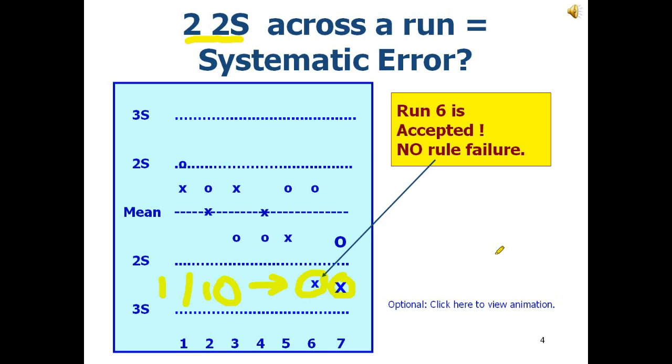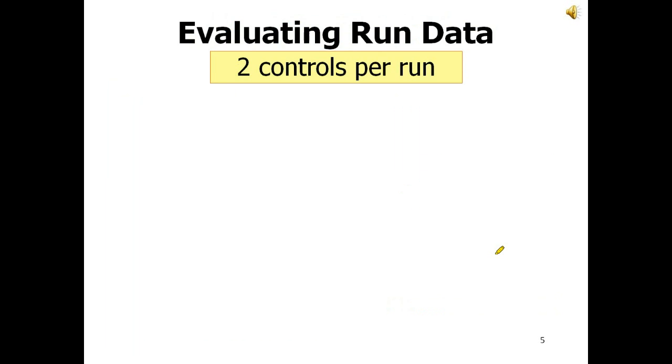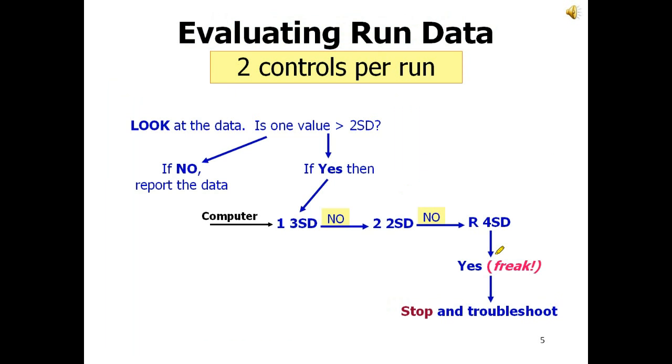Let's go to the next slide and see what the flow chart says about this. Okay, so here we are. We've seen the beginning of this before. The first thing you do is look at the data. Is there no value outside 2S? Then you report the data.